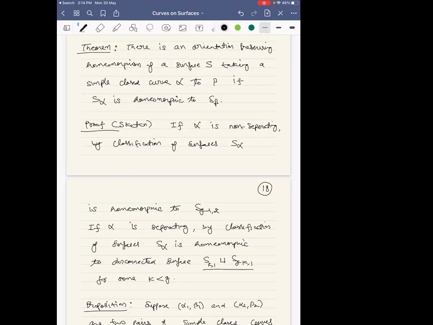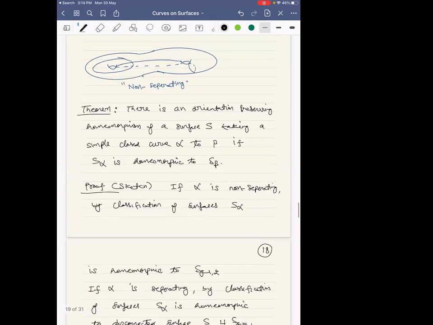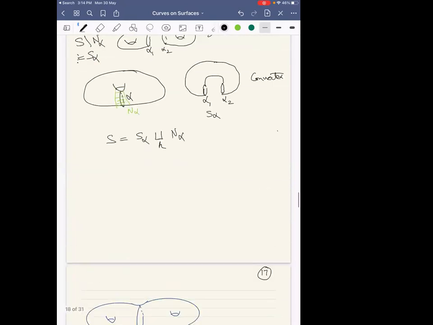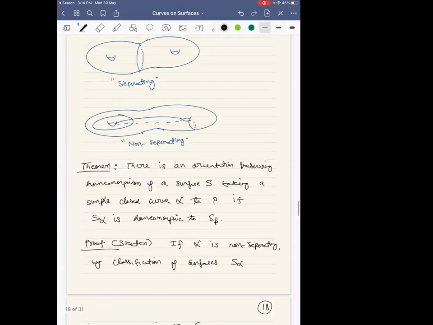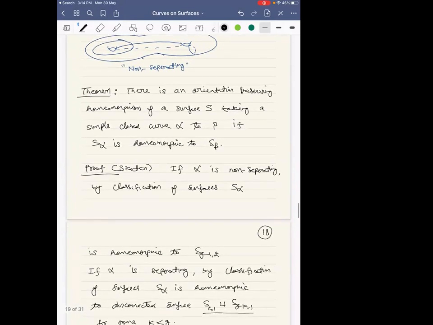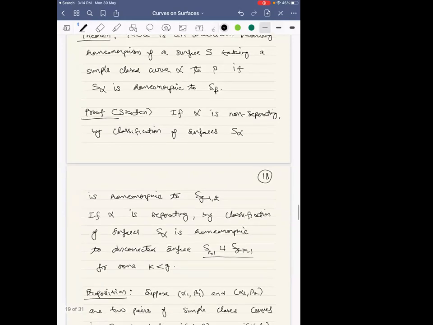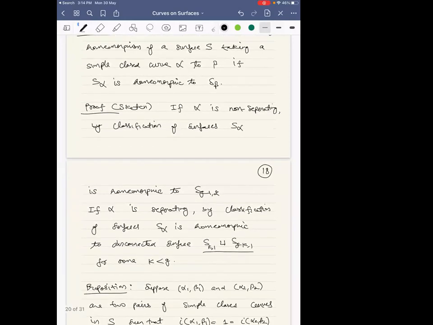Then you just have to go back and recover your S from this. So just reverse the process in each case, and you will get the homeomorphism simply by classification of surfaces.